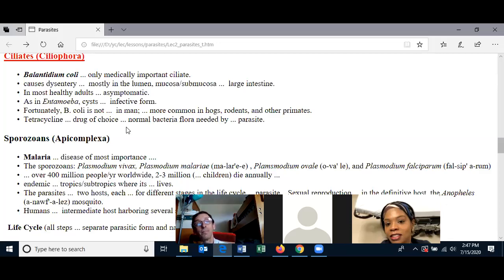Tetracycline is the drug of choice. Tetracycline normally kills bacteria, and it would not directly kill Balantidium coli, because Balantidium coli is a parasite of the kingdom Protista, meaning it's a eukaryotic cell, and tetracycline doesn't affect B. coli, at least directly. So why do you think tetracycline is the drug of choice? Why would we kill Balantidium coli by using tetracycline if tetracycline doesn't kill Balantidium coli, at least directly?